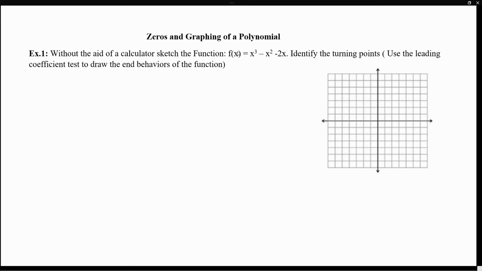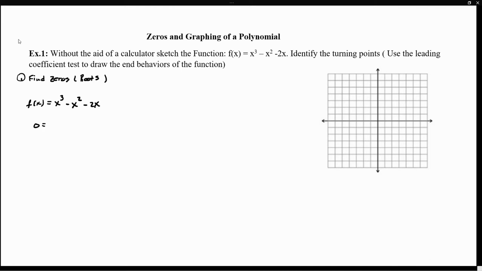So what we want to do is just sketch this function without using our graphing calculator. So what's the procedure to do that? Well, first, we've got to find the zeros, or in other words, the roots. So how do we do that? Well, let's take a look at the function, and let's just try to solve for x. So in this case, let's set it equal to 0.